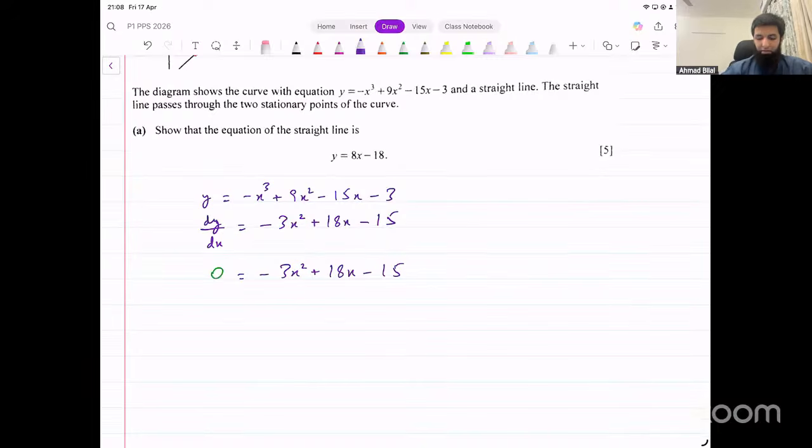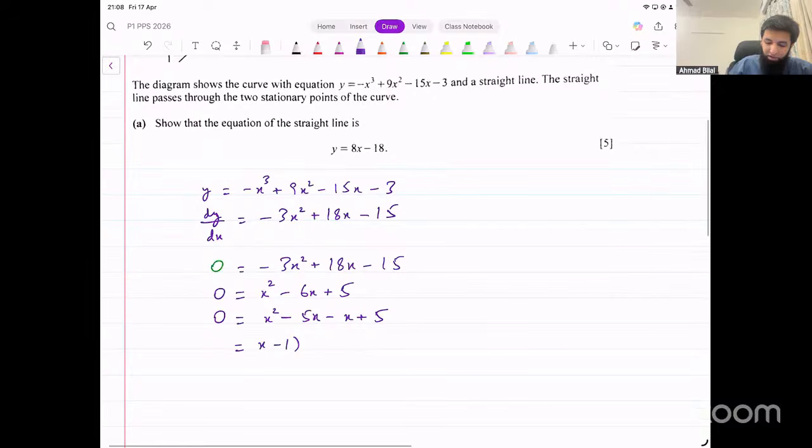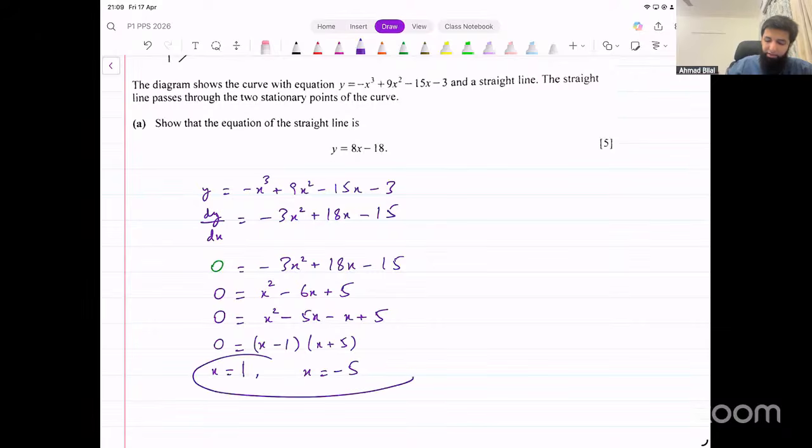All right. Now, that's a quadratic equation. We could put all the terms in the formula or see if factorization is possible. If I divide the whole thing by negative 3, that gives me x squared minus 6x plus 5. We can do factorization, right? x squared minus 5x minus x plus 5 equals 0. We get two factors from this, x minus 1 into x minus 5, equal to 0. x is either equal to 1 or x is equal to 5. Now, the two stationary points are going to be at these x values.